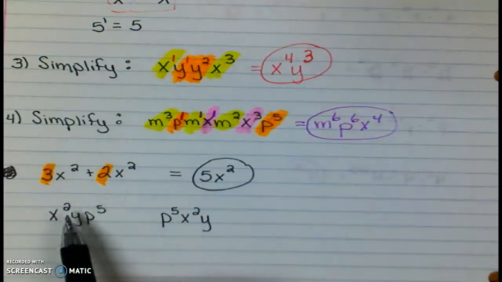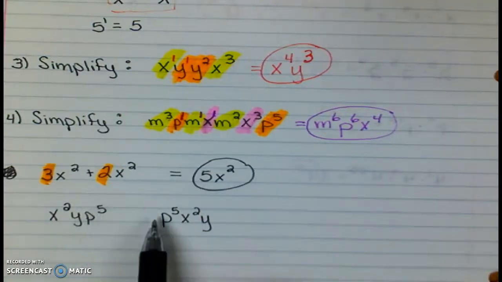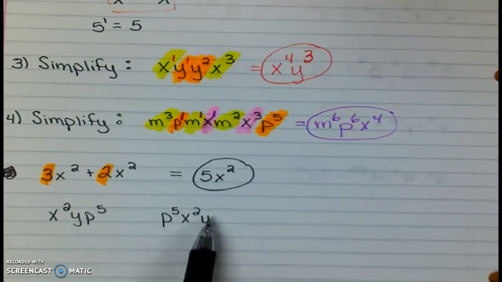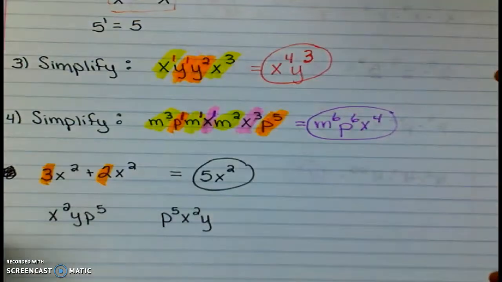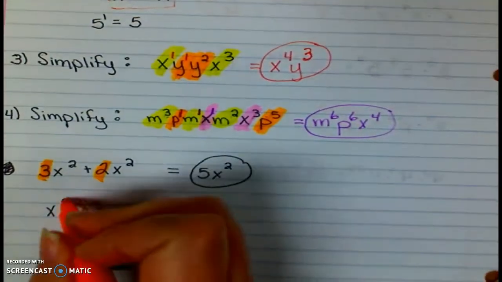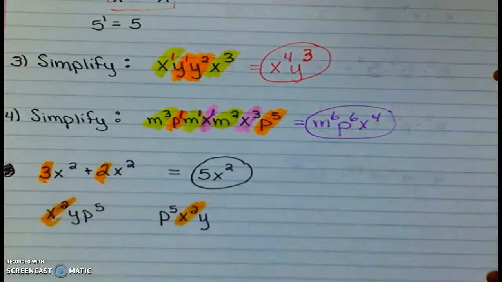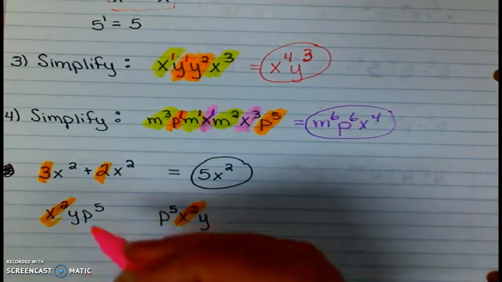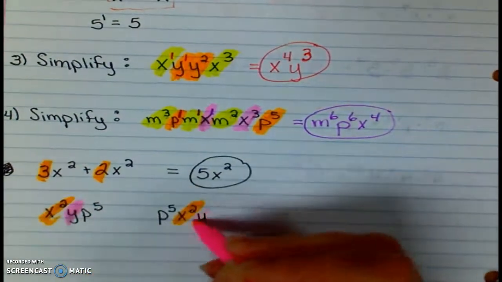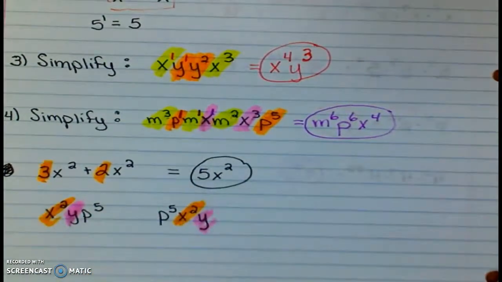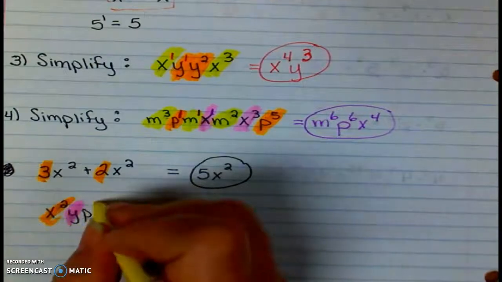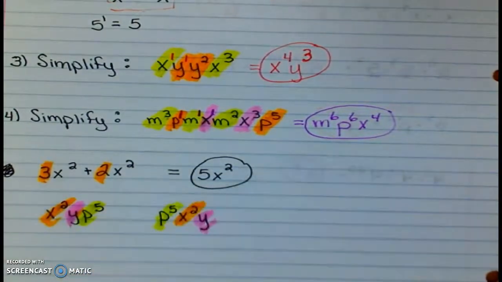Now remember, x squared y p to the 5th and p to the 5th x squared y are like terms because each variable is raised to that same power. X is being squared, y is to the 1st power, and p is to the 5th power. The commutative property of multiplication says it doesn't matter what order those show up in.